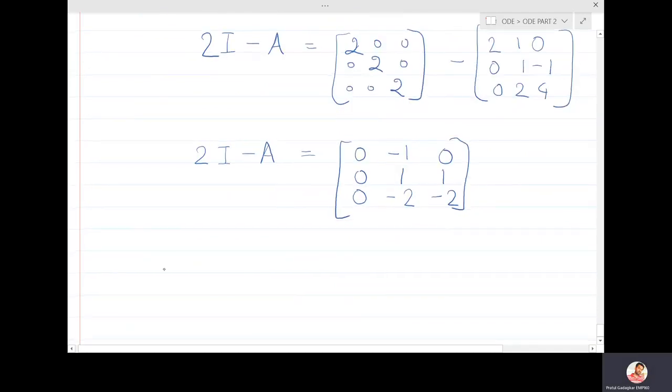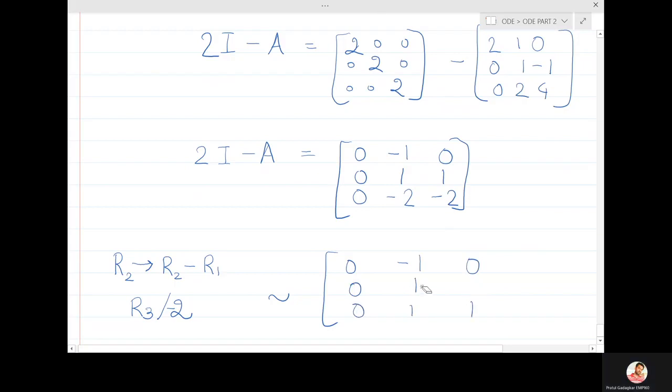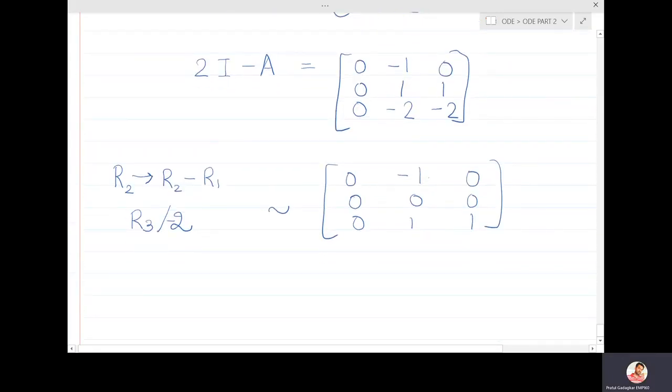Then I see that R2 minus R1 can be done. This change I'm going to write in R2, and I'm going to simply divide R3 by minus 2, so that this becomes 0, minus 1, 0, 0, 1, 1, and 0, 1, 1. Sorry, this will become 0, 0, 0. Correct? And then the most I can do is make one of the entries 0. So when I do R3 plus R1, I'm going to put this change in R3.